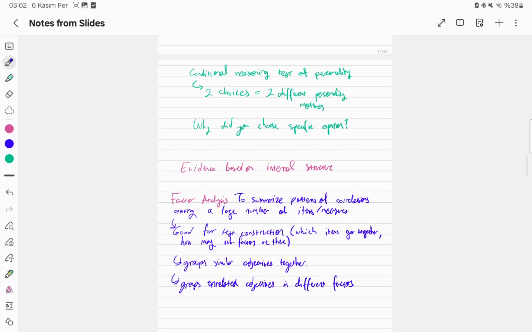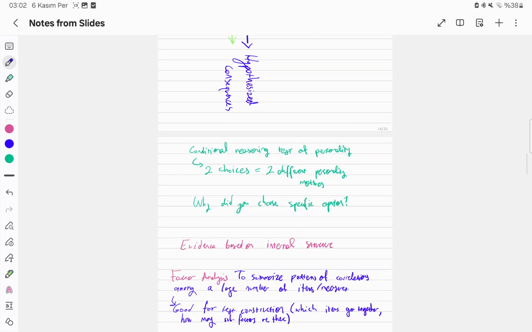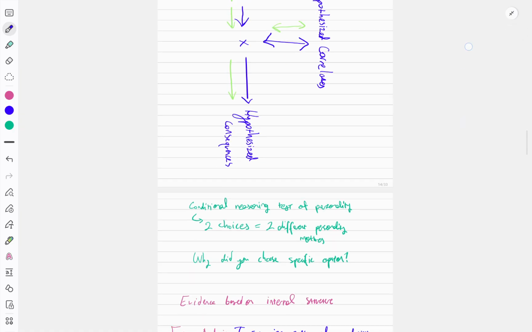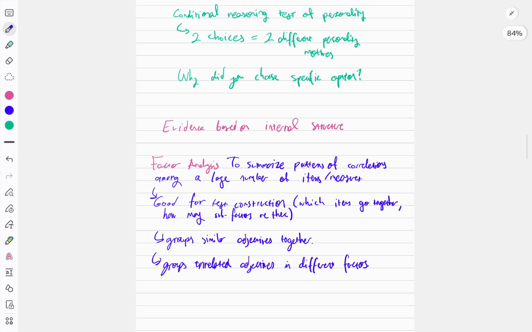Then we have the conditional reasoning test of personality. There are two choices and two different personality motives. Why did you choose this specific option? We're looking at their responses, why they chose this specific response, etc. So, evidence based on internal structure.